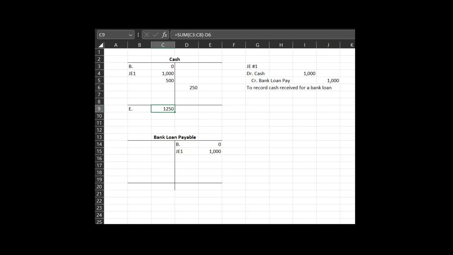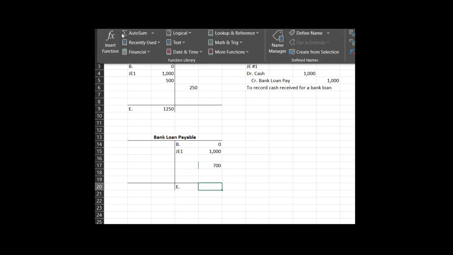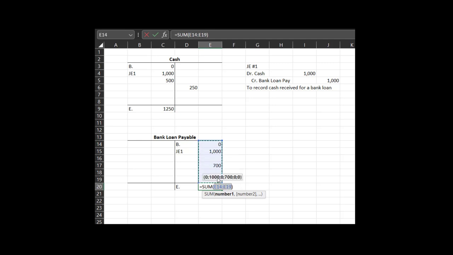All right, fabulous. Well, what happens if we're looking at a liability account? That is an account that typically has a credit balance. Well, it's the same thing, just opposite. We take our ending, which is equal to all of our amounts here. So again, if we have a journal entry here and say it was for $700, there was a different bank loan taken out. Then we take our ending balance and we sum up all of these, and we see that we have an ending amount of $1,700.